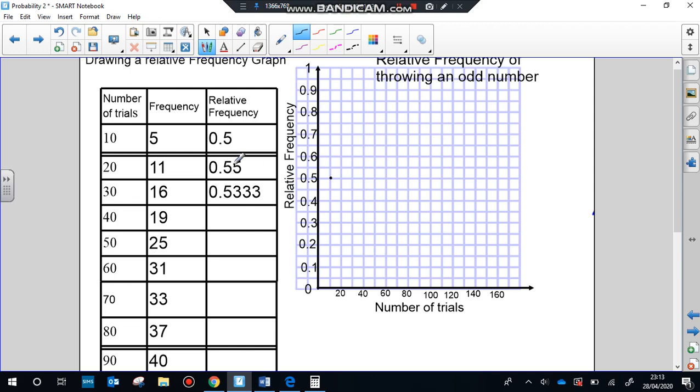My next one is 0.55, and that's at 20. So this is 0.5, this is 0.6, so 0.55 is between the two. Then I've got 0.533 for 30. So there's 0.5, 0.55, 0.533 is just slightly lower. There, okay? So pause, complete the rest, and then we'll come back and finish this graph off.